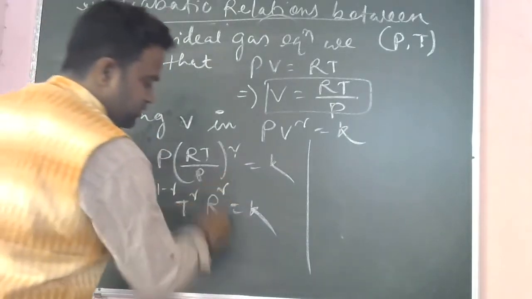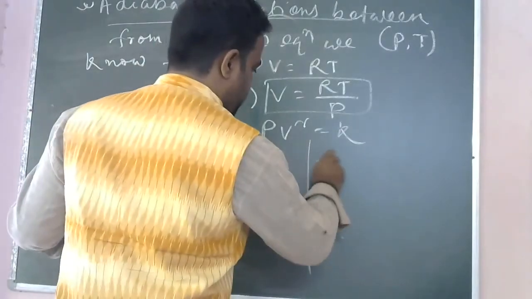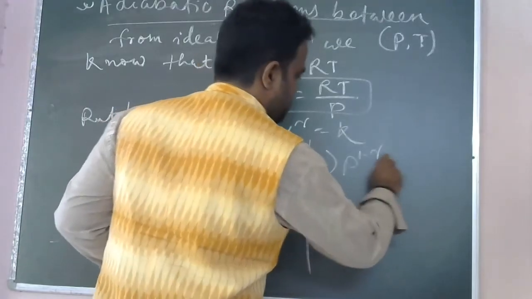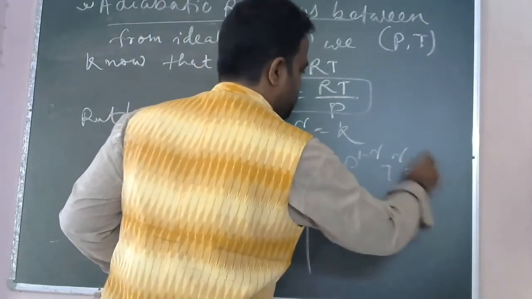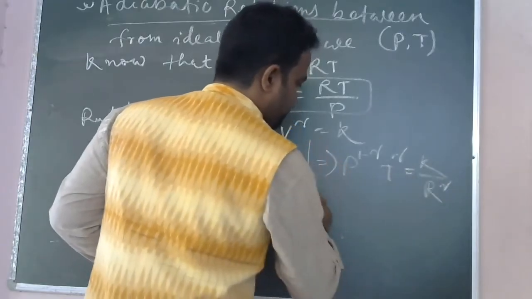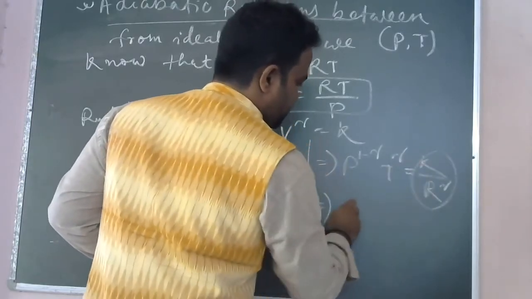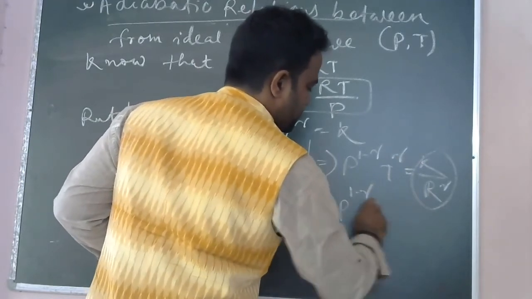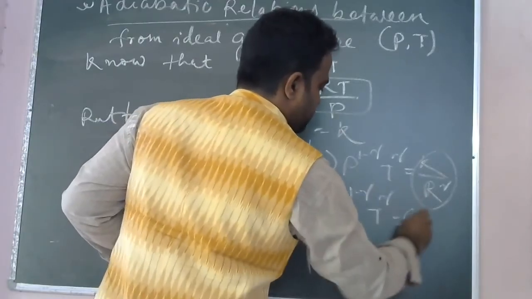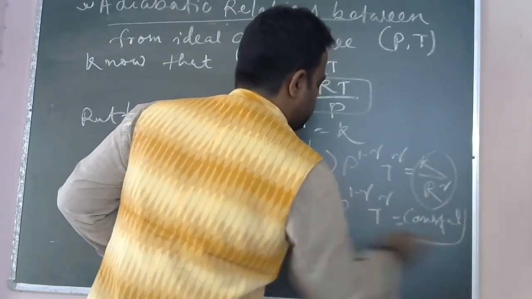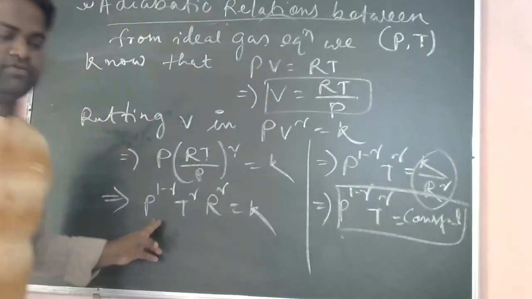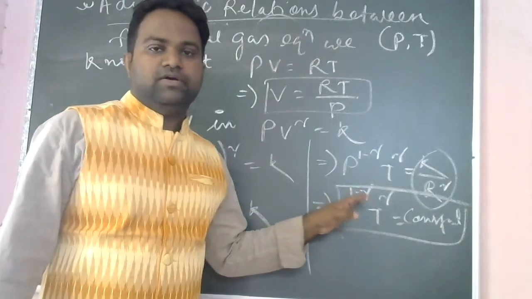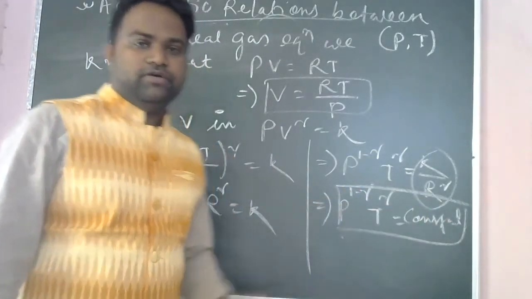Now this R to the power gamma is a constant. I'll divide here. So I'll write like this: P to the power 1 minus gamma T to the power gamma is equal to K by R to the power gamma. So this is another constant. So I can write P to the power 1 minus gamma T to the power gamma is a constant. So this is your relation 2 that we are supposed to prove, that P to the power 1 minus gamma T to the power gamma is equal to a constant.